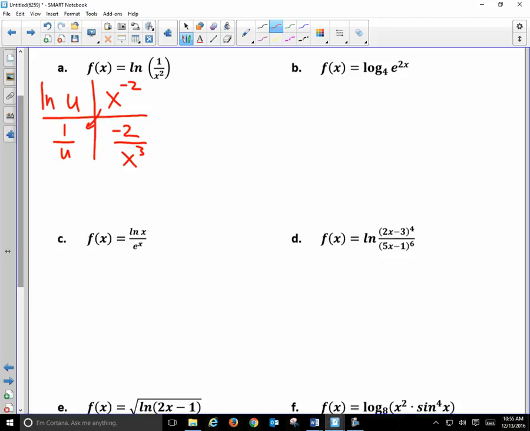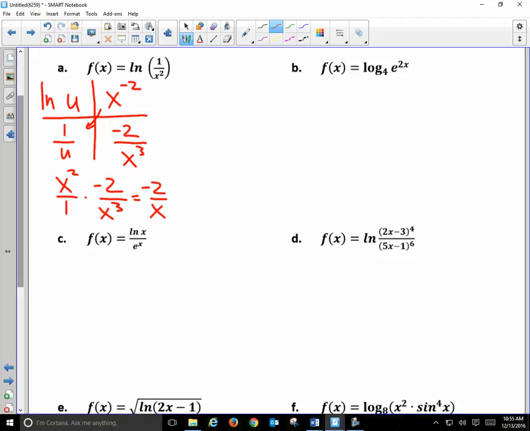So if we plug the x to the negative 2 in for u, we'll have 1 over x to the negative 2. What's 1 over x to the negative 2? X to the 2. So you'll have x squared over 1 times negative 2 over x cubed. What happens? X is canceling, negative 2 over x. Sweet. Not too bad, just a little chain rule, right?